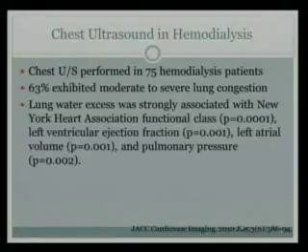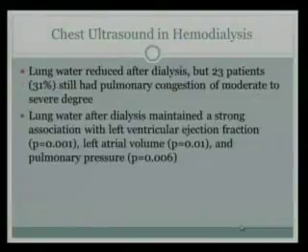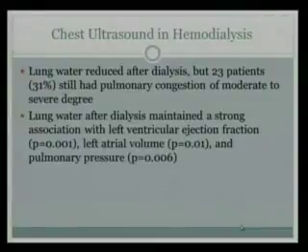Lung fluid excess was strongly associated with New York Heart Association class, ejection fraction, left atrial volume, and pulmonary pressure. Lung volume did reduce after dialysis, but still 31% of the patients had pulmonary congestion of moderate to severe degree after dialysis, which goes with the other studies that we've seen, that there may be more fluid to remove despite our estimation of dry weight. And even after dialysis, lung water, as they call it, maintained a strong association with ejection fraction, atrial volume, and pulmonary pressure.